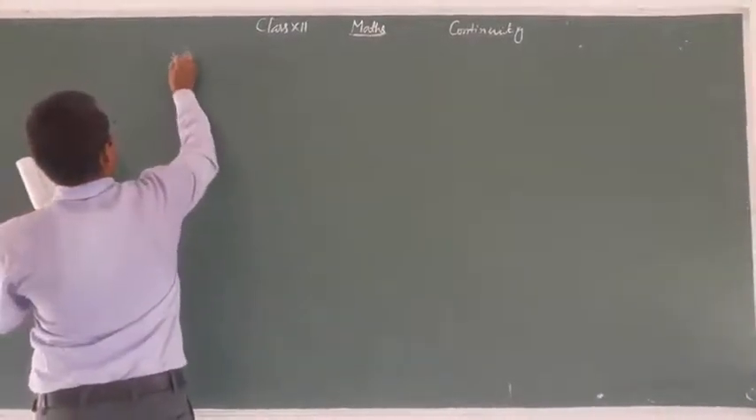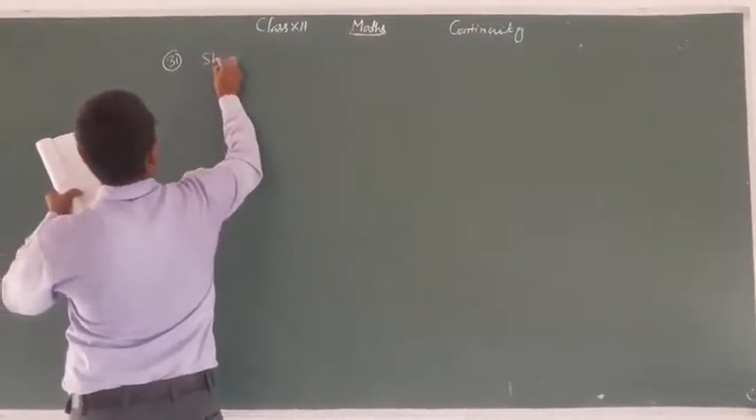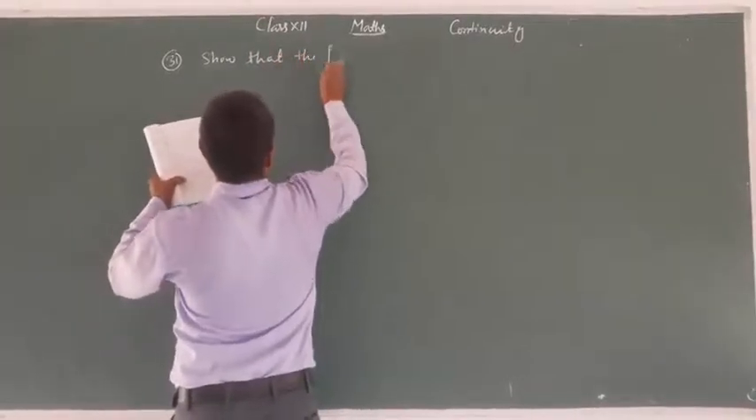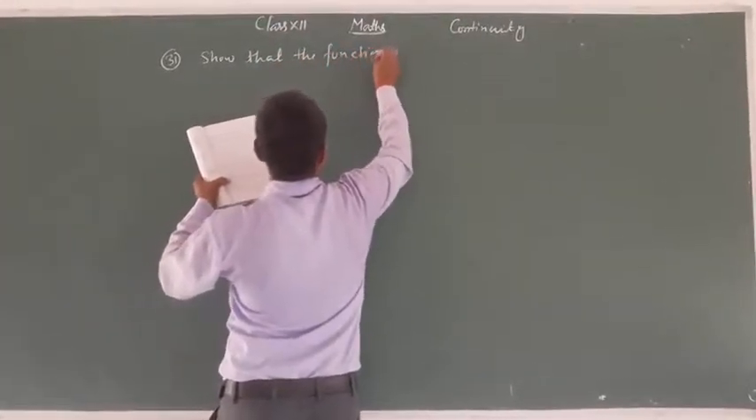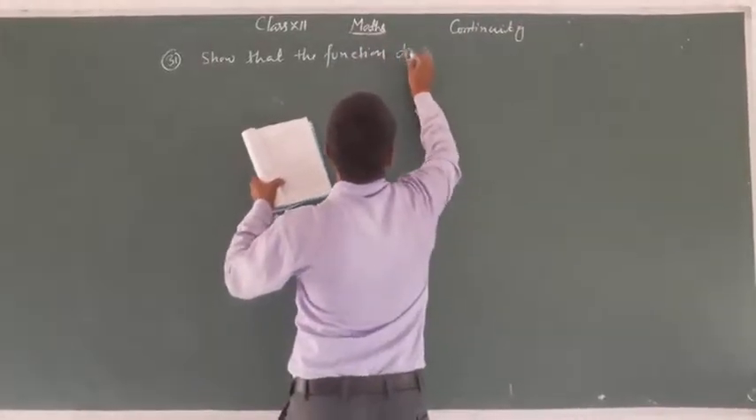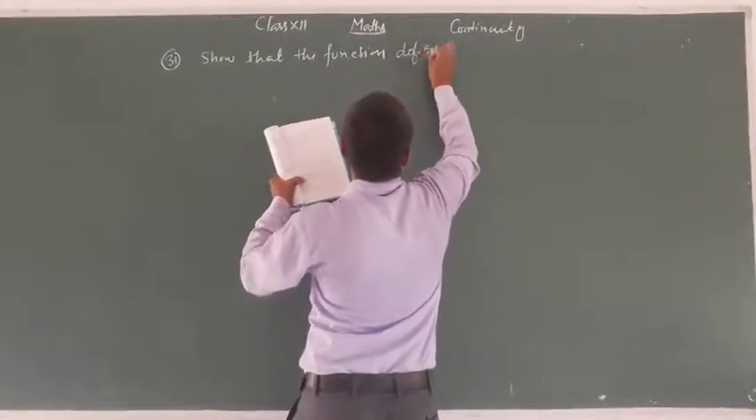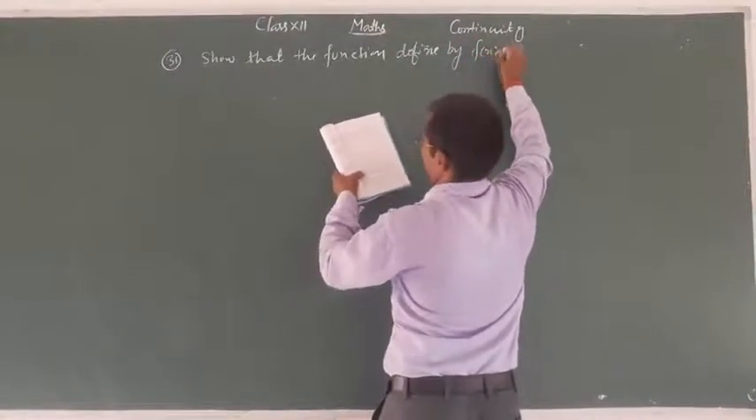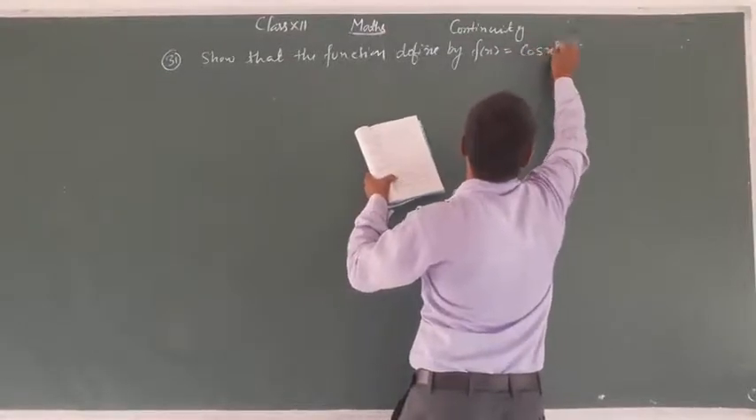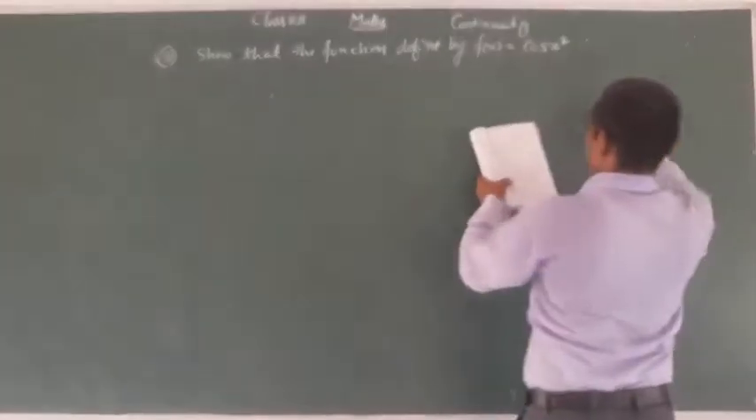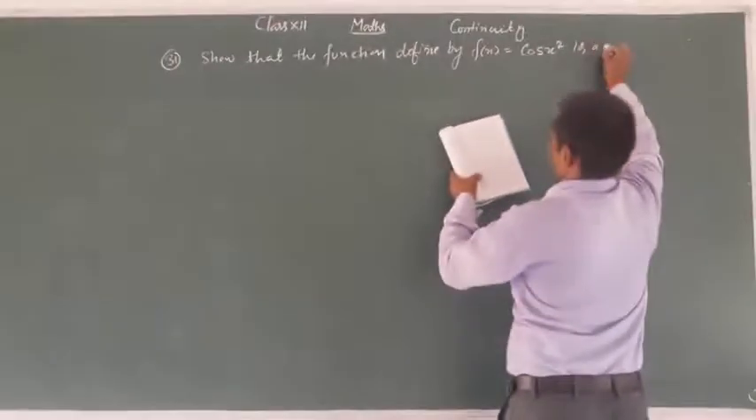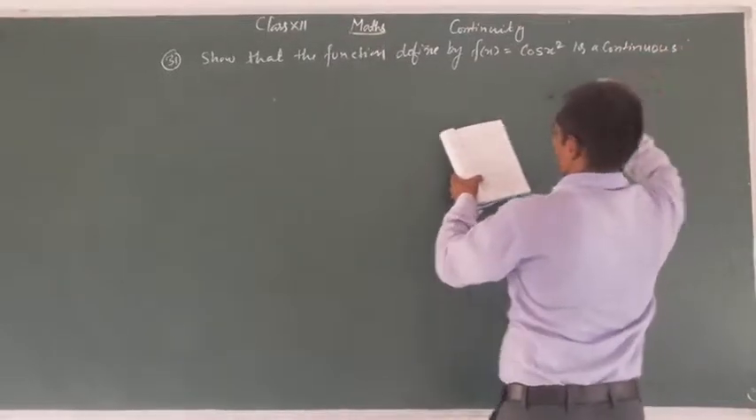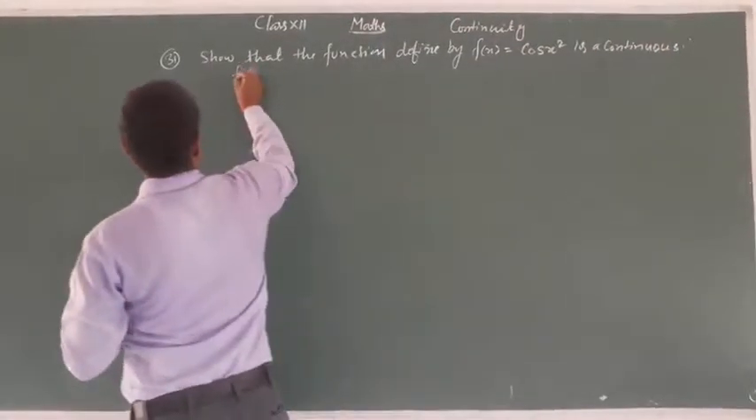Question number 31. Show that the function defined by f(x) is equal to cos x square is a continuous function.